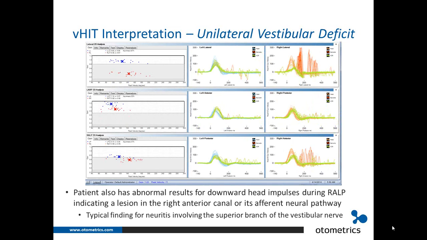Interestingly, this patient also has abnormal responses for head impulses toward the right anterior canal. This demonstrates that the same rules that we considered for the horizontal head impulses can be applied to the interpretation of vertical head impulses as well. Based on these results, this patient most likely has vestibular neuritis involving the superior portion of the vestibular nerve. To confirm this interpretation, it would be helpful to have the results of the OVEMP and CVEMP tests. One would expect to have normal CVEMPs and abnormal OVEMPs in patients with superior vestibular nerve neuritis.